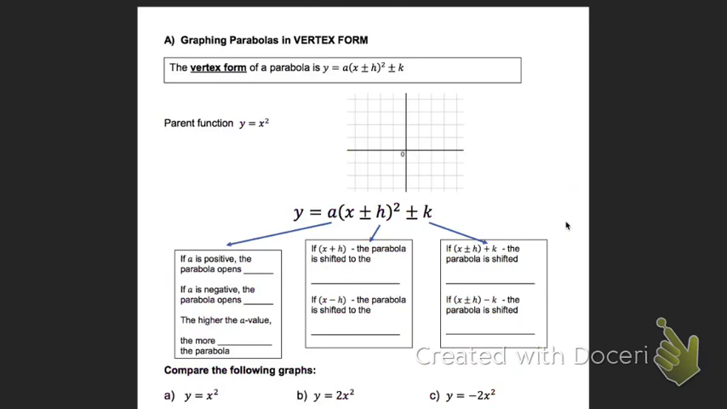Okay, graphing parabolas in vertex form. There's going to be 2 kinds of forms that we will learn. This is the easiest unit. I would drop this classroom right now. So, this is not the easiest unit.